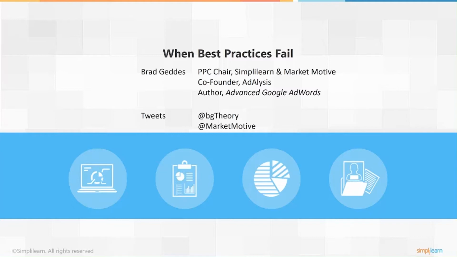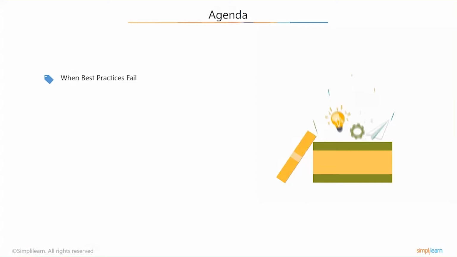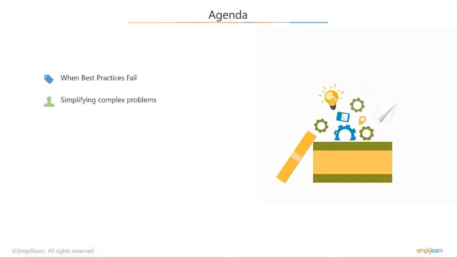So today we're going to talk about when best practices fail. This is sort of a fun subject, because we need to look at what best practices are, and then the reasons that we sometimes have problems with them, which we'll get into each type, such as simplifying complex problems, resource constraints, failures due to exceptions, and then we'll get into some Q&A.